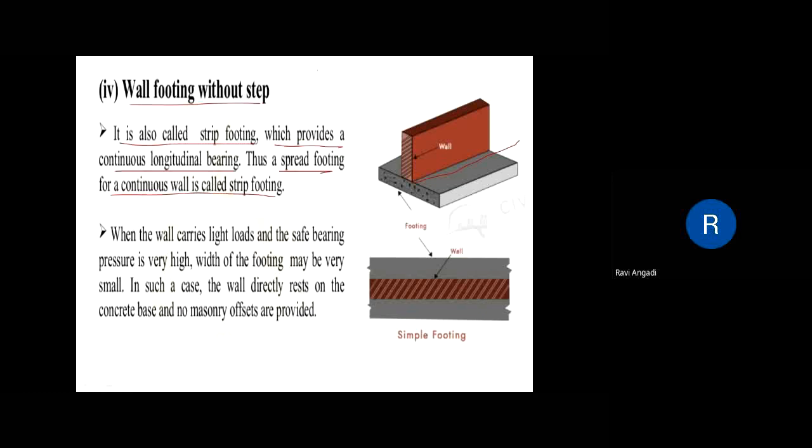This is a wall footing without a step. This is a plan of this footing. Whatever figure is drawn here is a plan for this one. Here we have a wall and on the other side offsets. These are the footing offsets. When the wall carries light loads and the safe bearing pressure is very high, the width of footing may be very small. In such a case, the wall directly rests on the concrete base and no masonry offsets are provided. Okay, so this is about the wall footing without step.